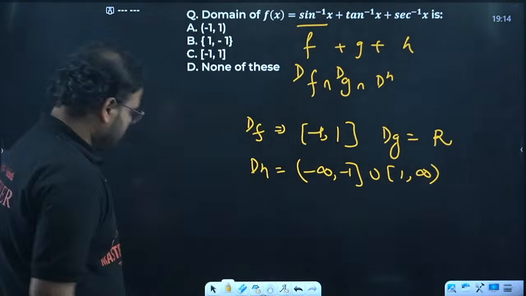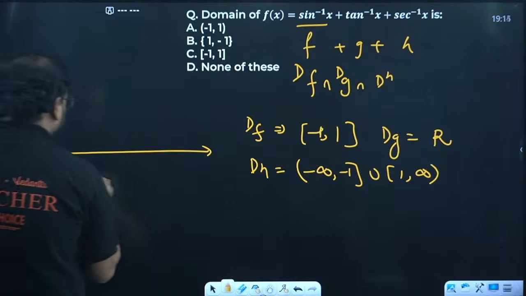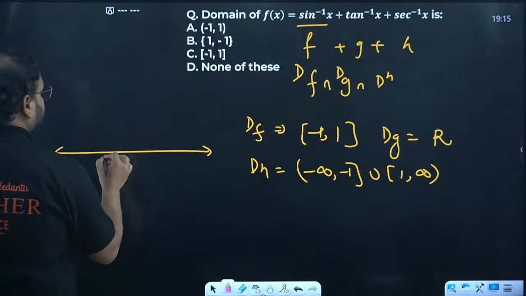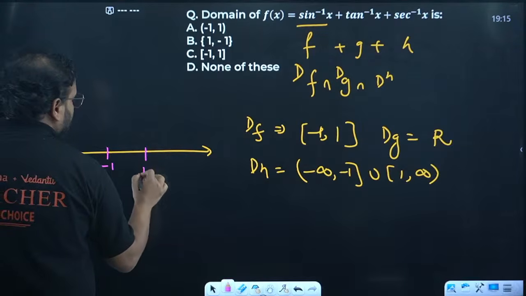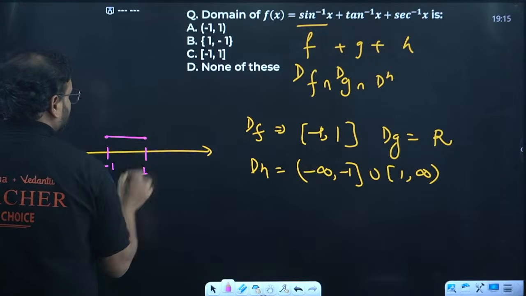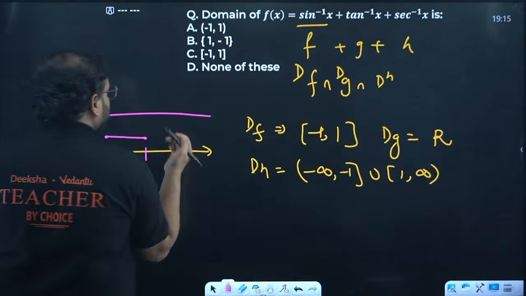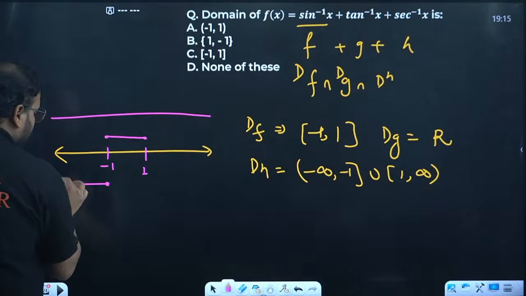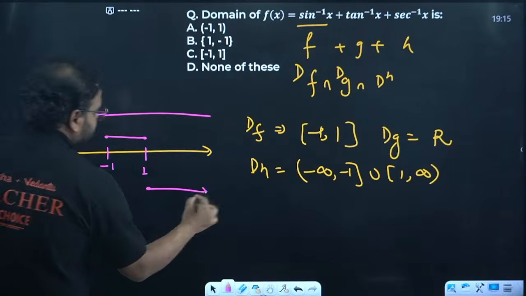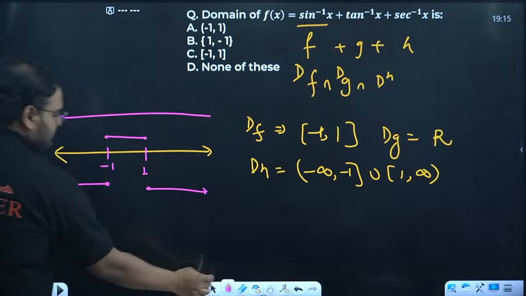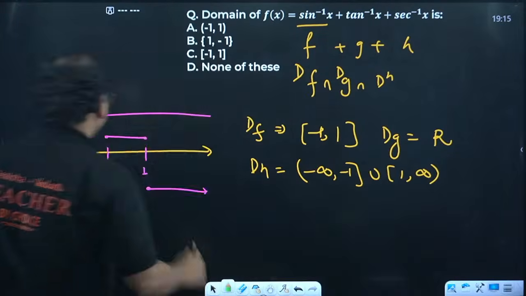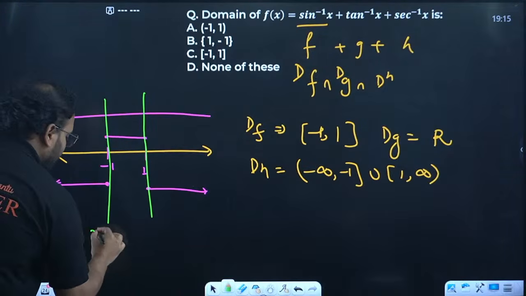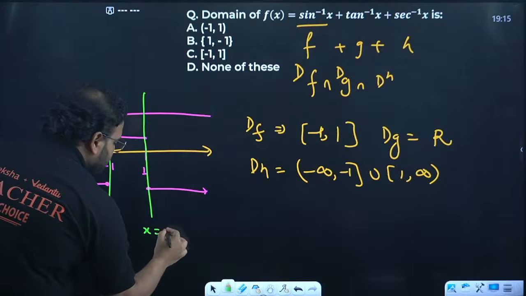So what does it mean? I'll show you. Draw a number line and check. My first one is saying -1 to 1; this is the domain, both closed. Another one is saying all real numbers. And the other is saying this closed, and over here all the numbers. Three are there. If you take the intersection, we have only one value on each side. So we have one value over here and one over here. It means x equals -1 and x equals 1.